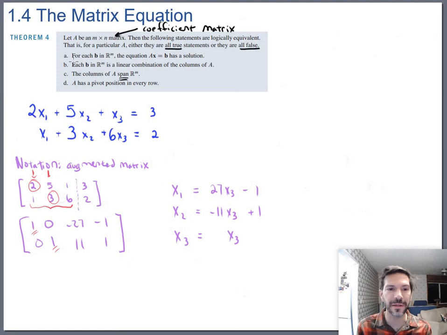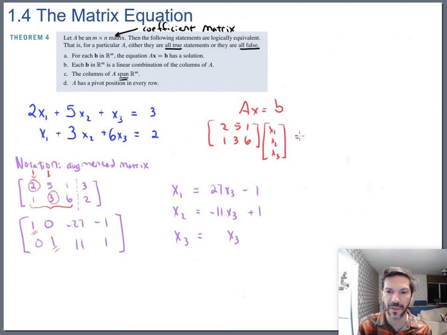So one of them says, for each B in Rm, so keep in mind our different forms here. The B comes from this matrix multiplication form, and I guess I'll jot this back down. I probably shouldn't have erased it. It's 2, 5, 1, 1, 3, 6. That's A. This is X, X1, X2, X3. And B was the vector on the other side.